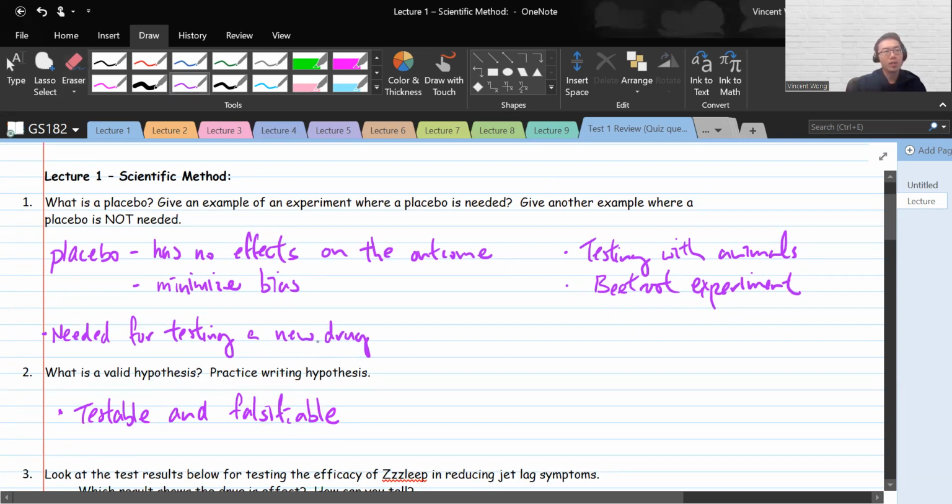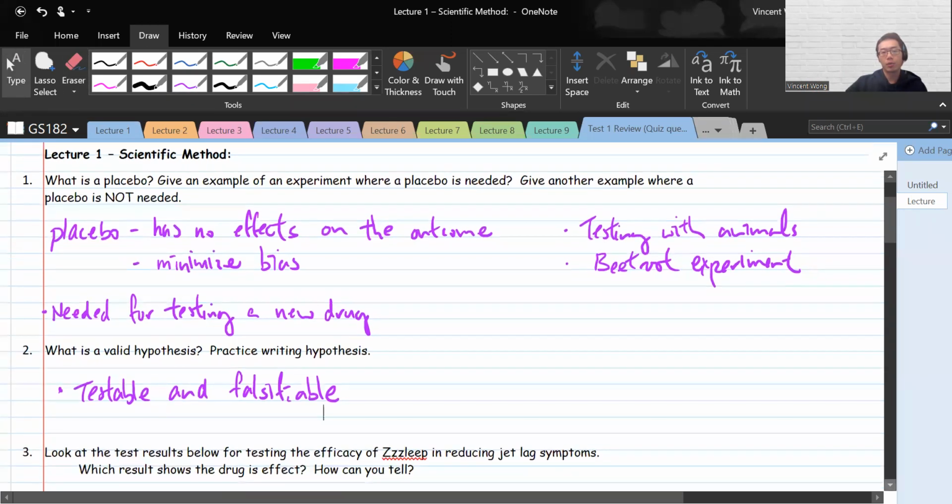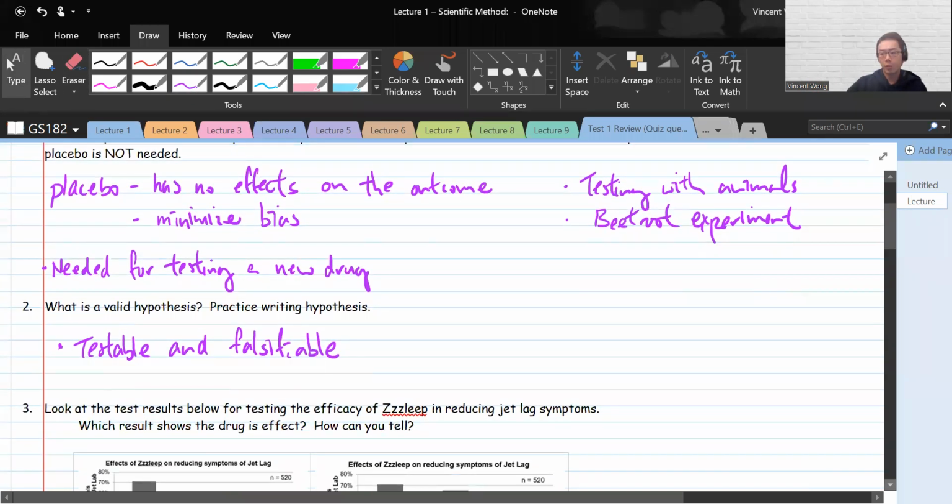There will be no written questions for the upcoming test, so you don't really have to practice writing the hypothesis, but you should practice writing the hypothesis for your lab, your Beetroot lab, which is going to happen next week when Professor Moran takes over. He will be explaining to you what needs to be done. But one of the things you need to do is to be able to write a hypothesis.